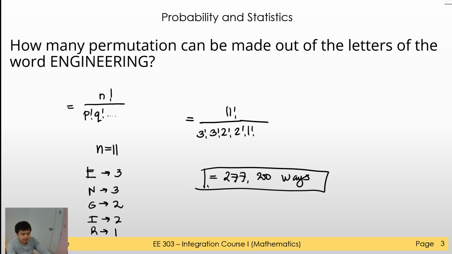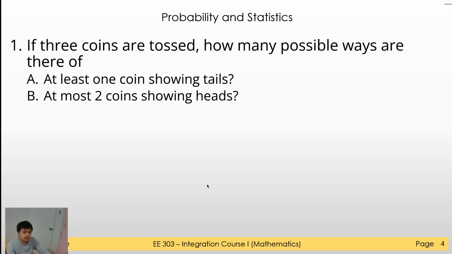Okay. For the next one: if 3 coins are tossed, how many possible ways are there of at least 1 coin showing tails, at most 2 coins showing heads? If you do not have any idea how to do this, you can just count this manually. Let's see how we can do this using a tree diagram. Let's say we have a coin. The first coin could be either a tail or a head, right? Let's start with tails first. So the first coin is tails.